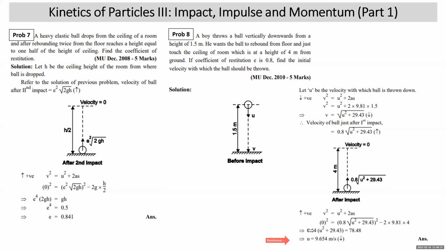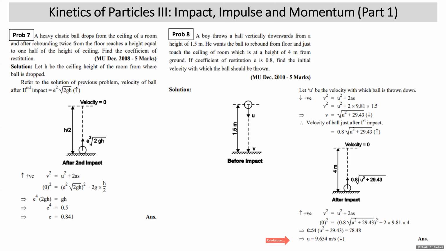Now in this problem, the ball was thrown with velocity u from the height of 1.5 meter. We got the velocity of the ball just before impact. Then we got the velocity of the ball just after impact. It is multiplied by e times, that is e is 0.8. Then the ball just touches the ceiling, which is at the height of 4 meter. That means the ball comes to rest after traveling upward by 4 meter.